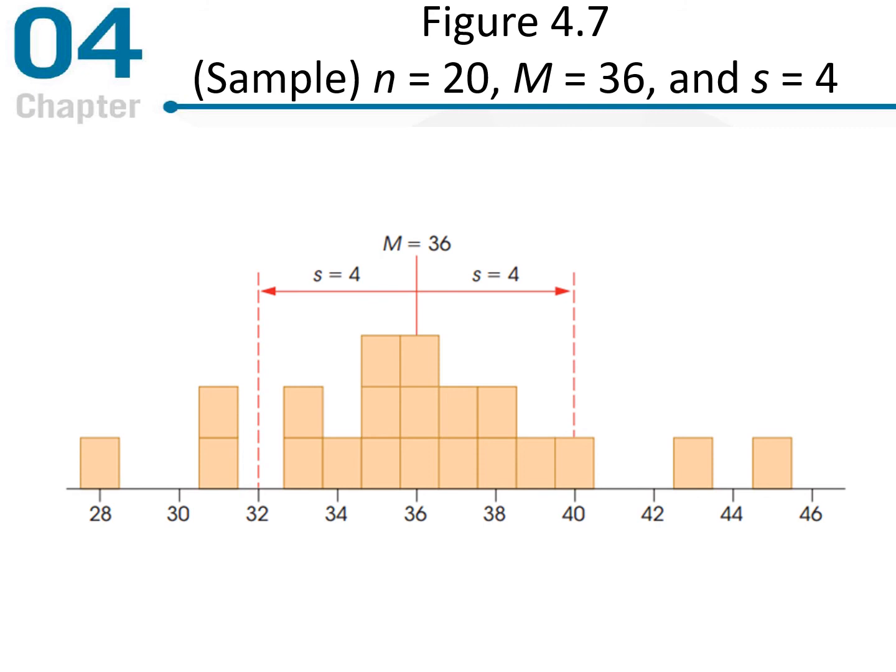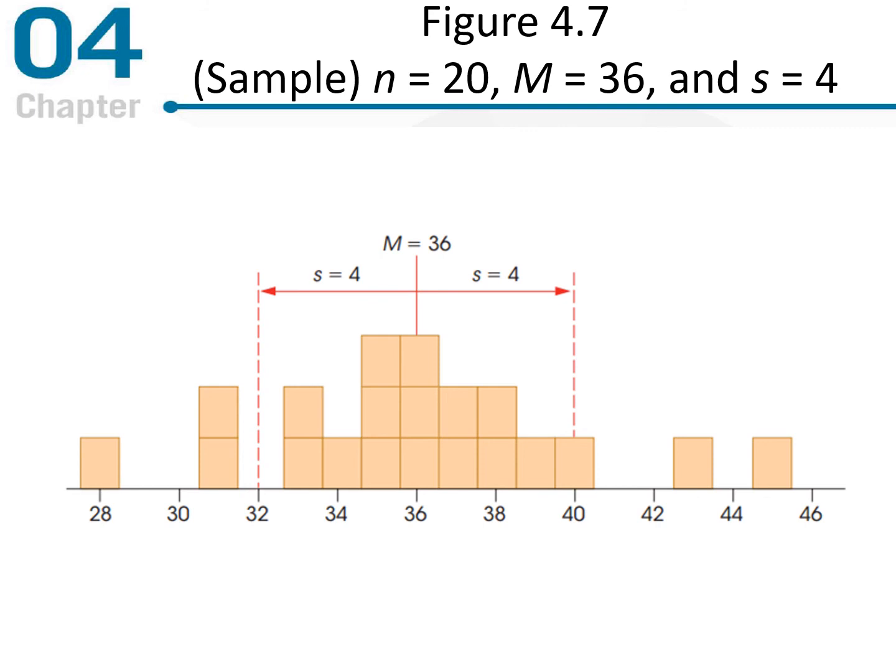Here's a larger sample where they've calculated the standard deviation and the mean for you. So here we have 20 scores. Some of them are repeating. So this is the block histogram that you've seen previously. They calculated the mean to be 36 and the standard deviation to be 4. And as you can see, most of the scores in this graph are within one standard deviation above and one standard deviation below the mean. You see it here, the vast majority of scores are within plus or minus one standard deviation.